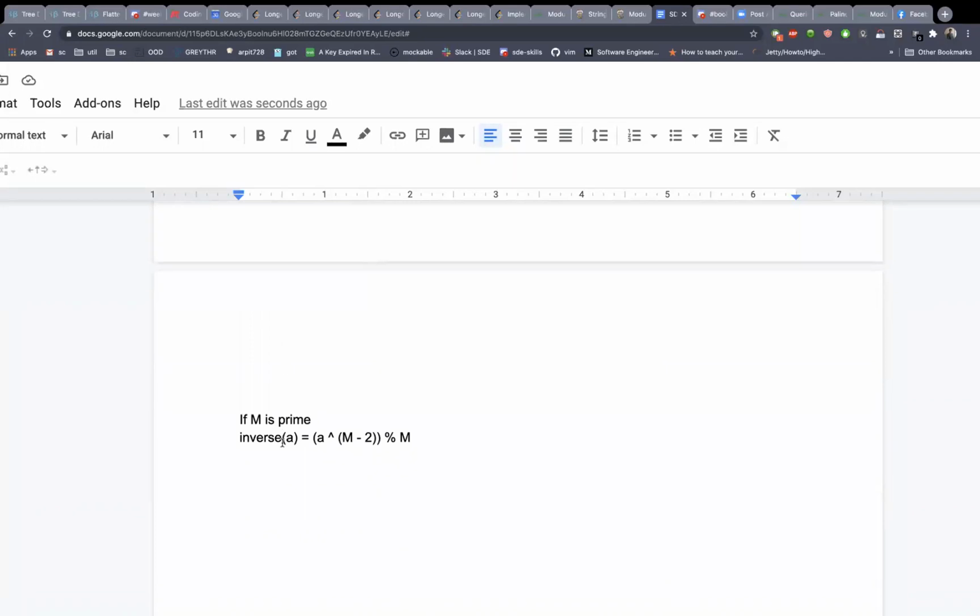Now, there is one interesting formula for this. If m is a prime number and you want to calculate the inverse of any number a, then its inverse is given by a raised to m minus 2, modulo m. This is one standard formula for calculating the inverse of a number for a prime modulo. So this is the formula that we have.